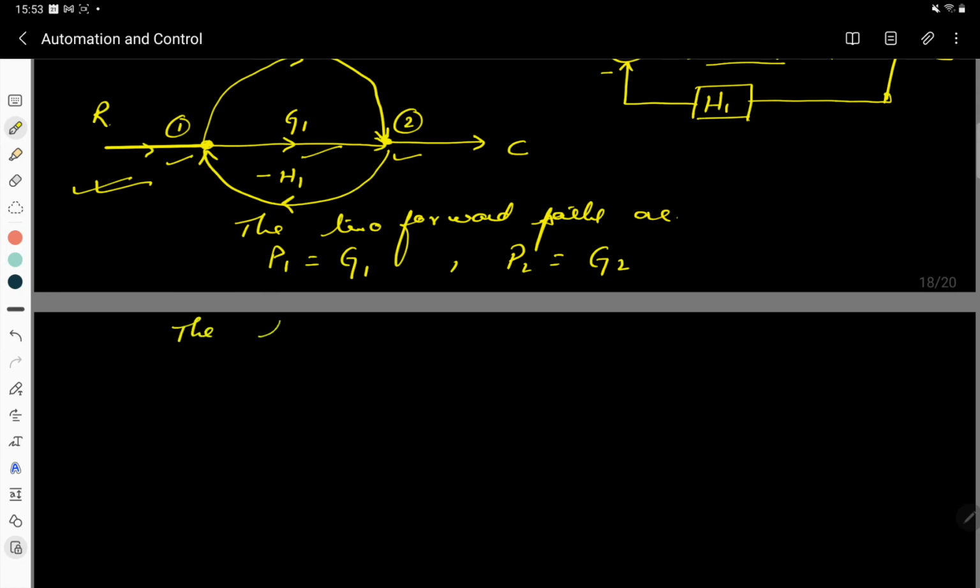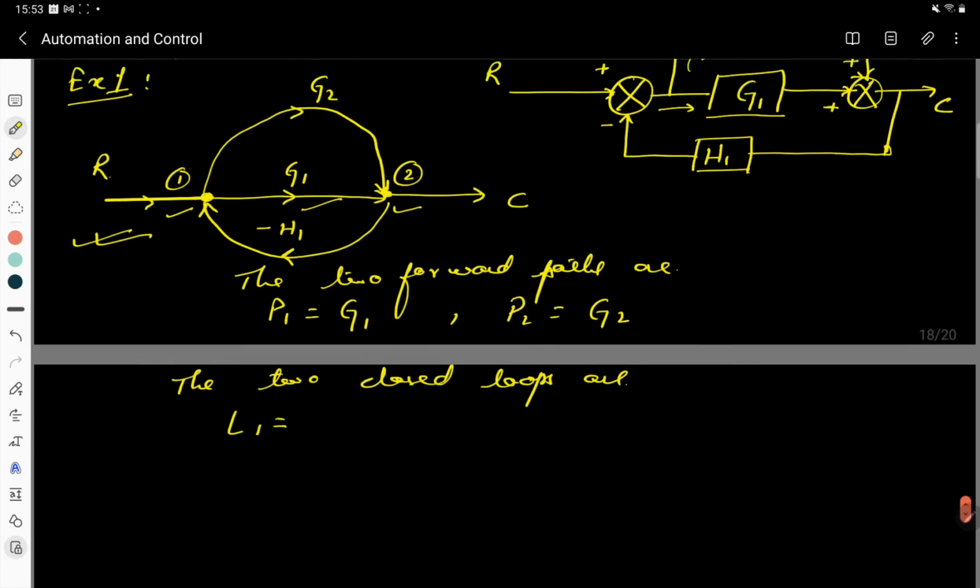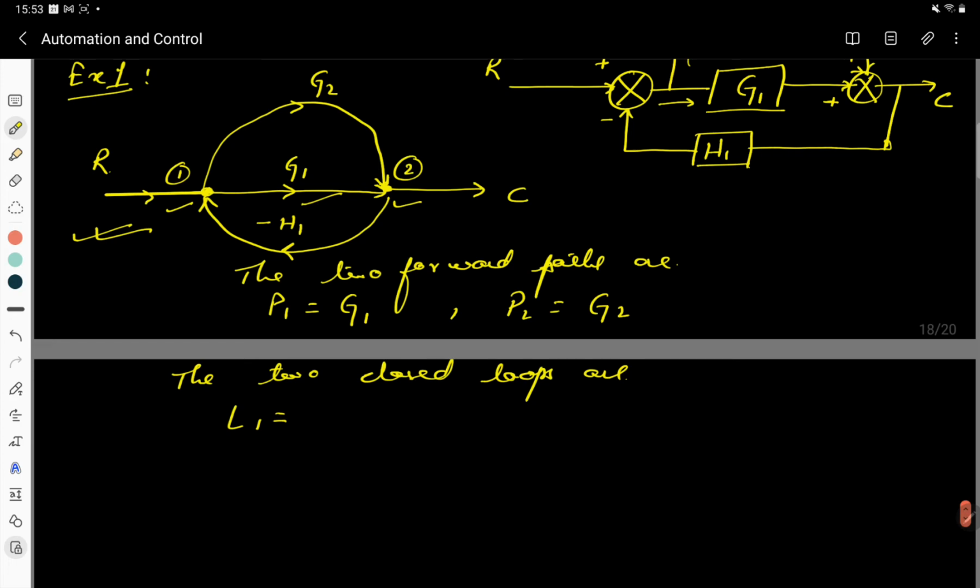So the two closed loops are, first one is L1. L1 is simply, if you consider G1 in this, the forward path G1 is considered with this closed loop, then it will become minus G1 H1. Okay, second, if you consider this, L2 is equal to minus G2 H1. Okay, let's move forward.